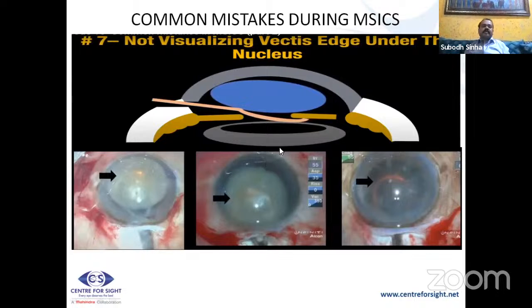One of the mistakes is that you don't visualize the vectis while going behind the nucleus. You can see this is a black cataract, still you can see the vectis. So you just look where your vectis is.